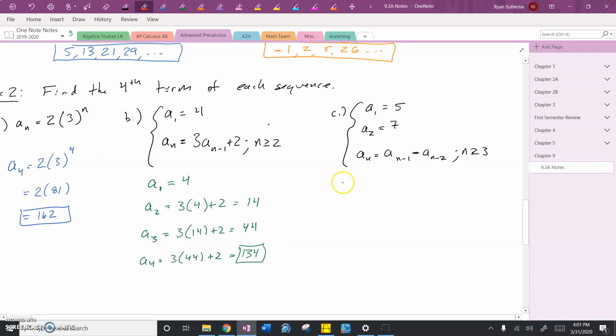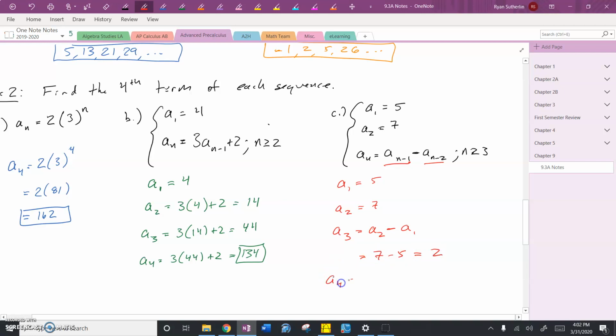You could try it if you want, pause the video, then come back and see how you did. So with this one, I have the first term is 5. The second term is 7. Now to get the third term, I'm going to take the previous term, which was the second term, minus the term 2 before, which was the first. So I'm really doing 7 minus 5, which is 2.